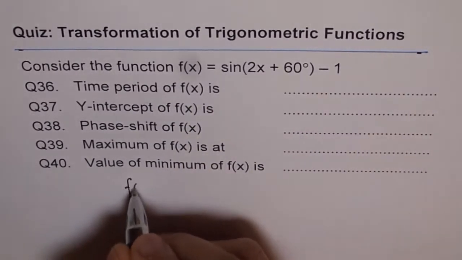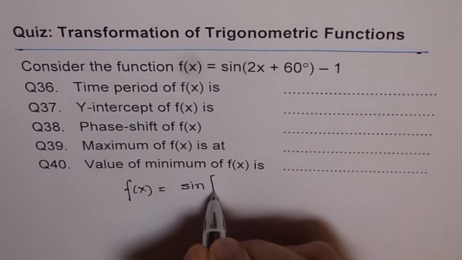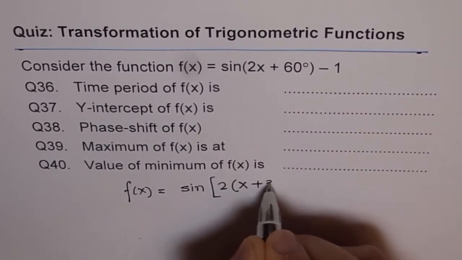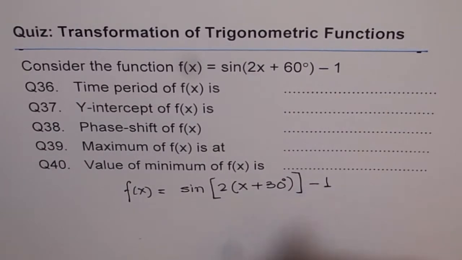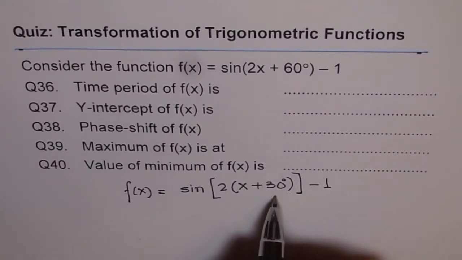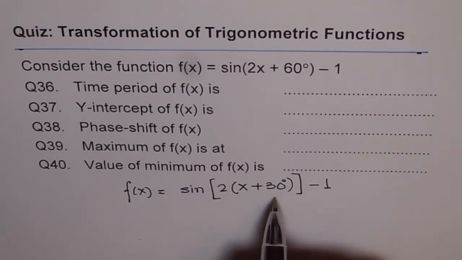So we can write f of x equals sine within square brackets 2 times (x plus 30 degrees), close bracket, minus 1. Big and bold, I have written it here. I've seen in many test papers a mistake with phase shift: students forget or don't know that they need to factor 2 and then write down the transformation. This makes a major difference.